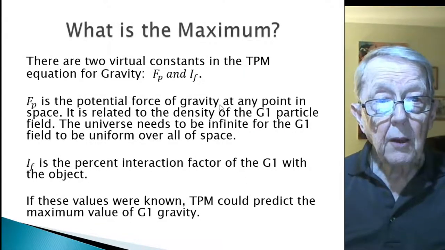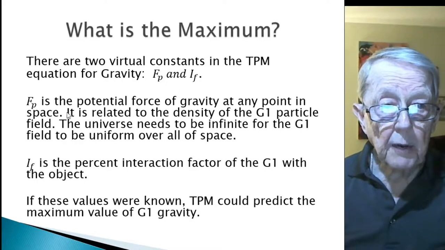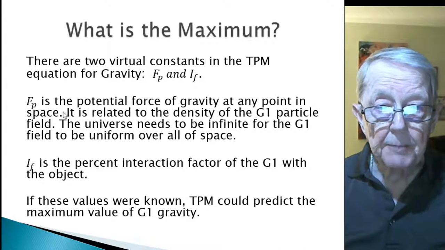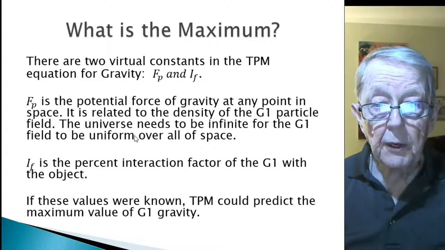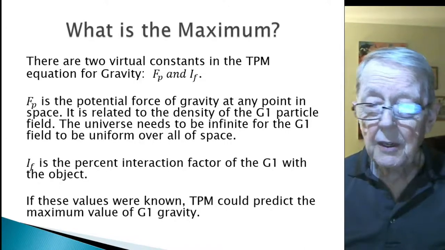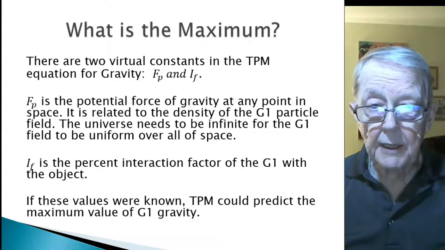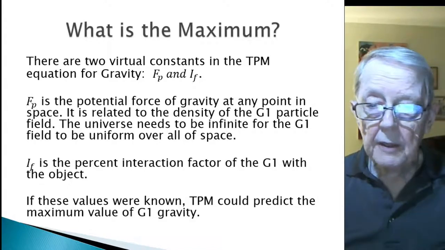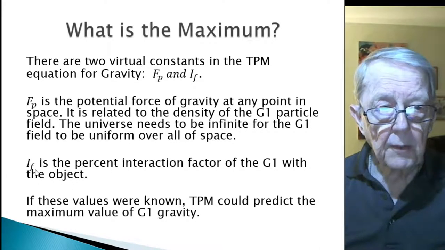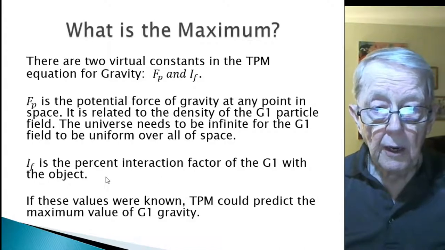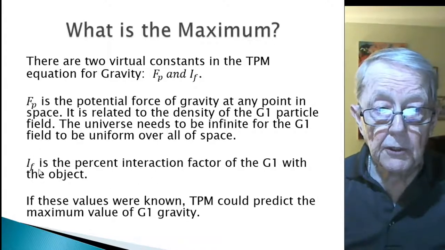So what is the maximum? Well, there are two virtual constants in the TPM equation for gravity that I developed: F sub P and I sub F. F sub P is the potential force of gravity at any point in space. It is related to the density of the G1 particle field. The universe needs to be infinite for the G1 field to be uniform all over space. Maybe locally, the G1 particle field isn't necessarily equal inside our galaxy. It's not the same as outside because the mass changes it. But in general, this force is related to the density of the G1 particle field. I sub F is the percent interaction factor of the G1 with the object. So how fast you lose the G1s as they pass through is related to this percent.